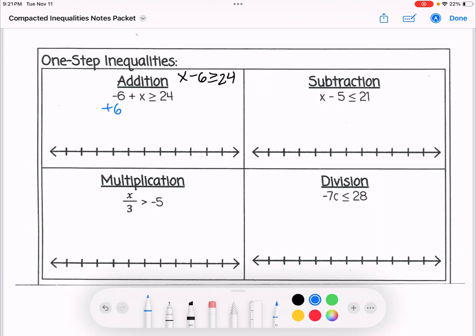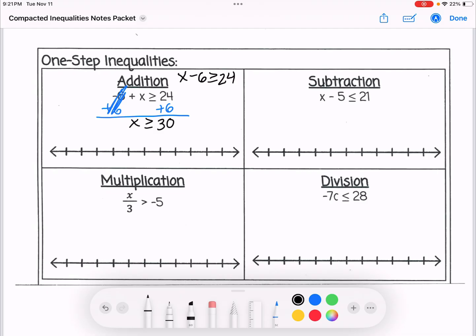6. Now, usually the equal sign is what split our equation into 2. For inequalities, the inequality symbol splits it into 2. So I do that on this side. This cancels, and I'm left with x is greater than or equal to 30.